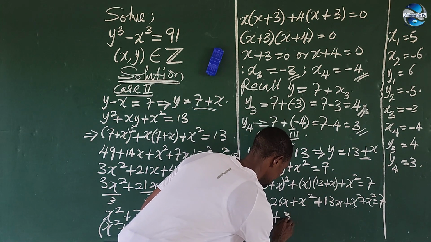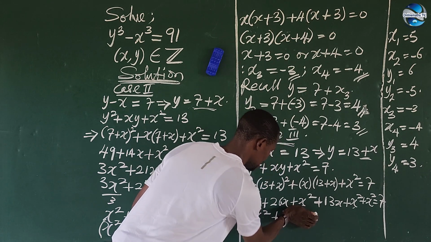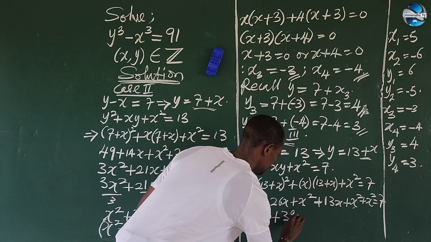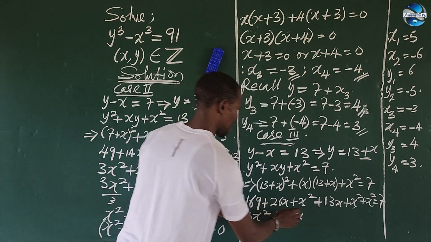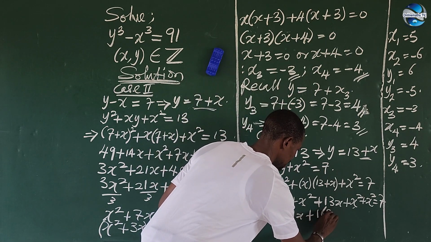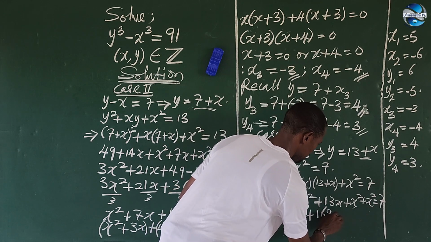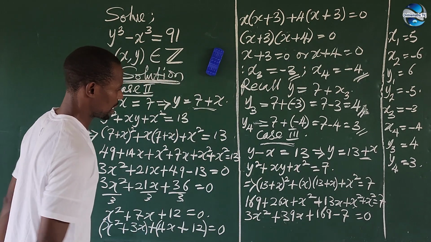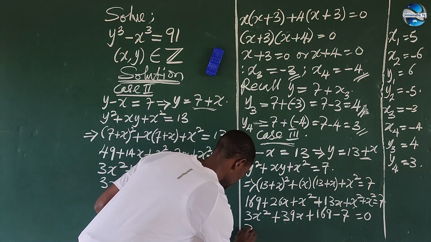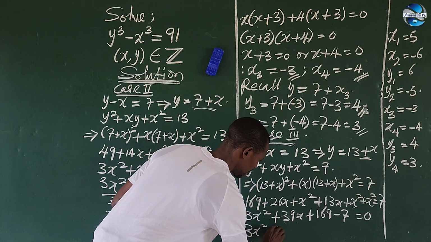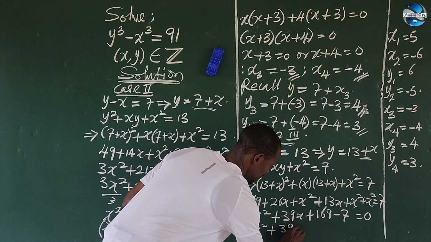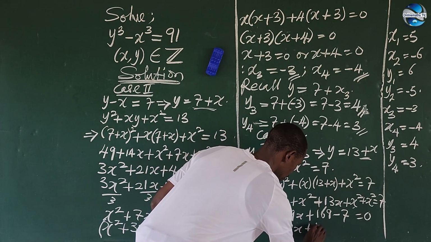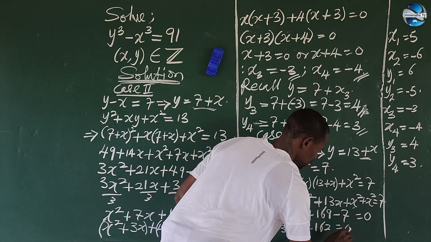So here we have 39x, then here we have plus 169, then minus 7 equal to 0. Okay, so let's just subtract and see what this gives us. We have 3x squared, plus 39x, and if we take 7 from 169, this will give us 162, so we have plus 162 equal to 0.